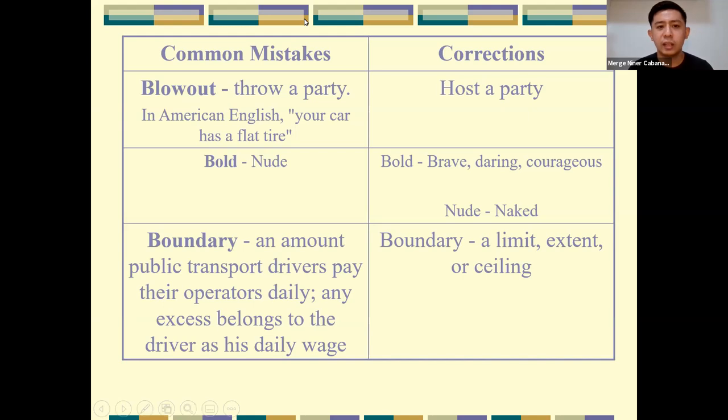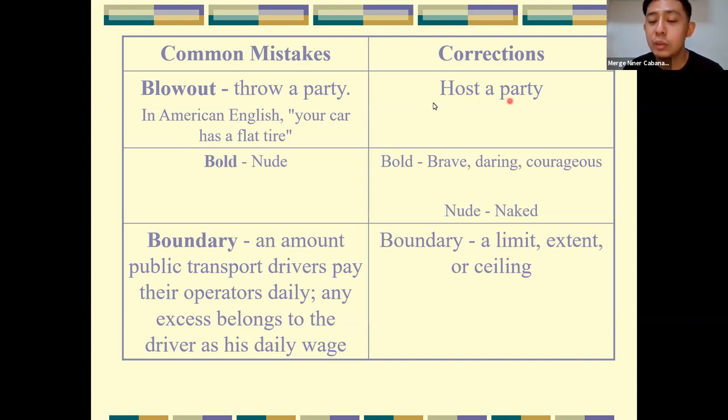Now, let us continue with letter B. Another take here is blowout. Blowout means to throw a party. Like when your friend says, hey, your birthday is coming up next week, when are you going to blow us out? Or when are you going to do a blowout? Okay, that's wrong. Why? Because blowout in American English and in the worldwide expression means that your car has a flat tire. So we don't use blowout to mean throwing a party.